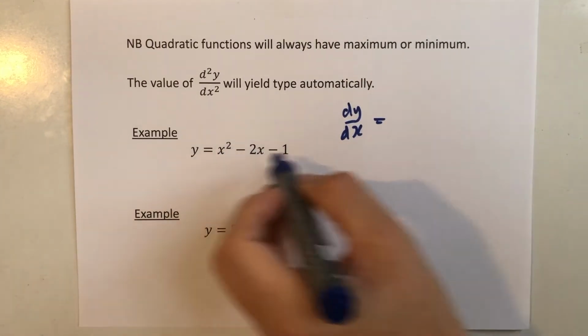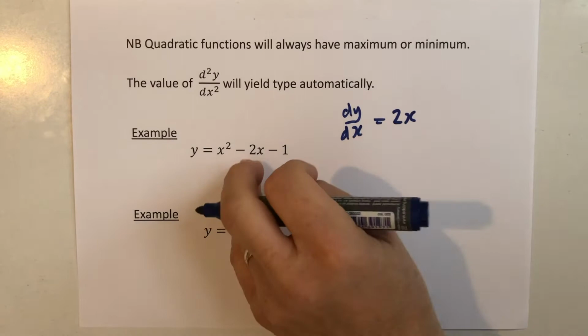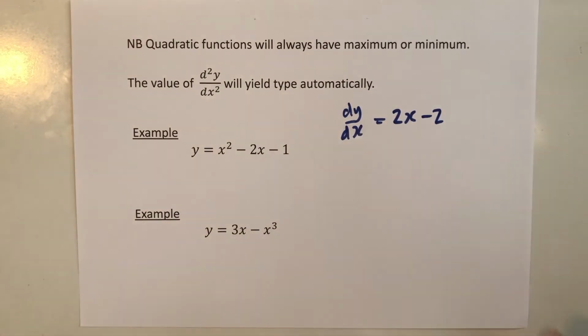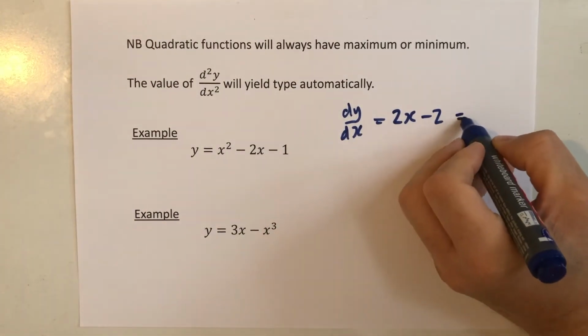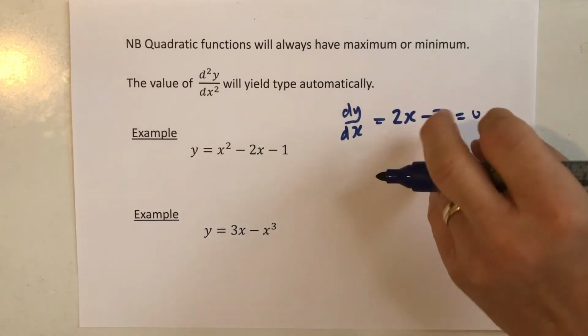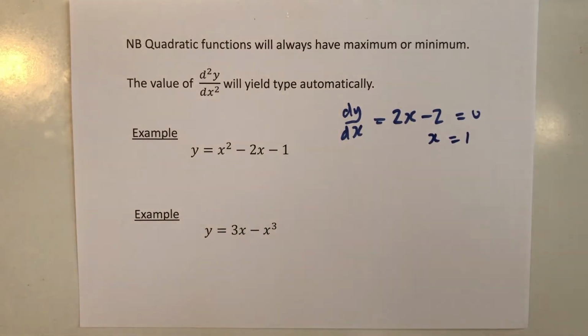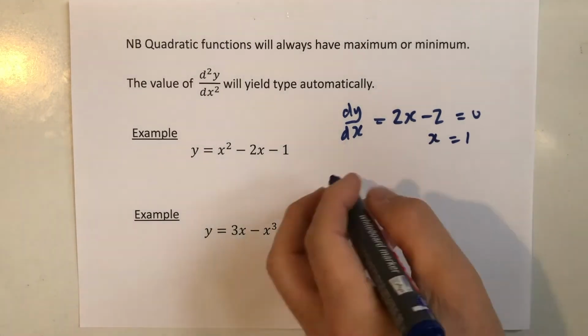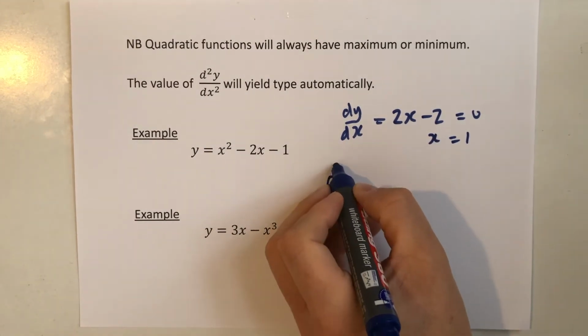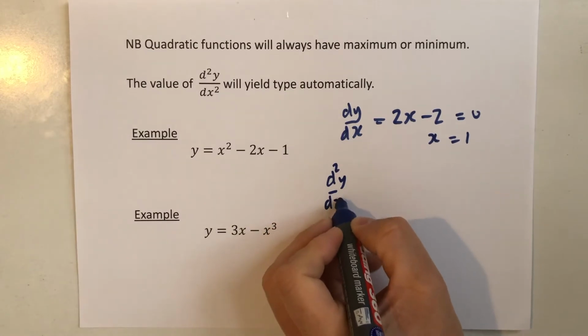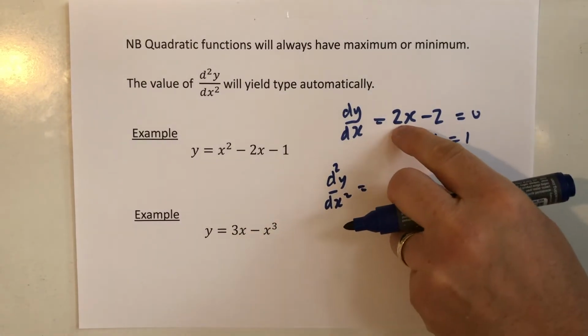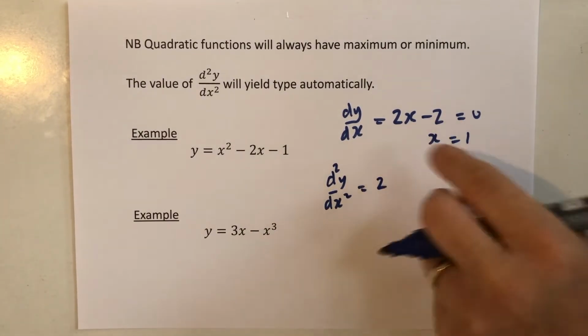is equal to 2x take 2. To find the stationary point, we put that equal to 0. Now if I take the 2 across, 2x is equal to 2, so x is equal to 1. If I work out the second derivative, differentiation of 2x is 2, differentiation of 2 is nothing.